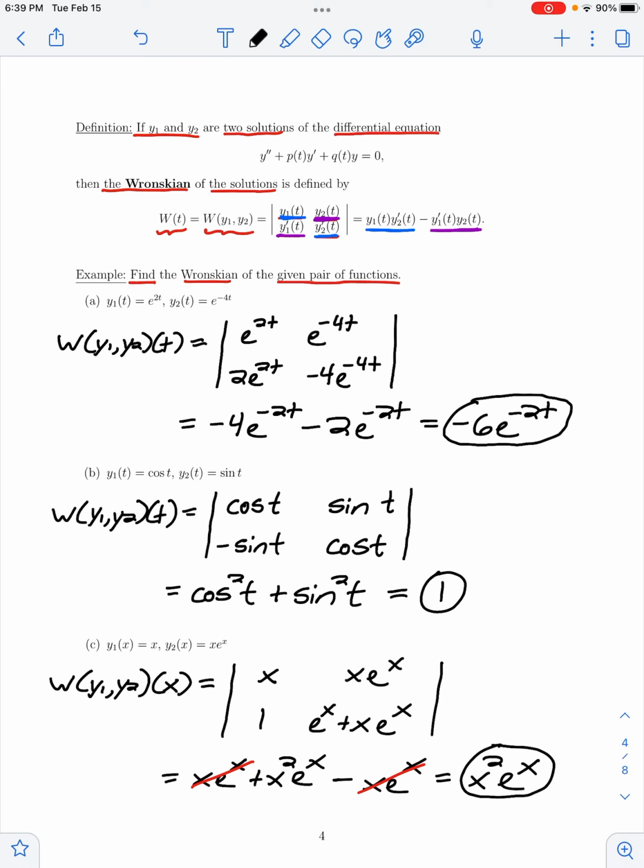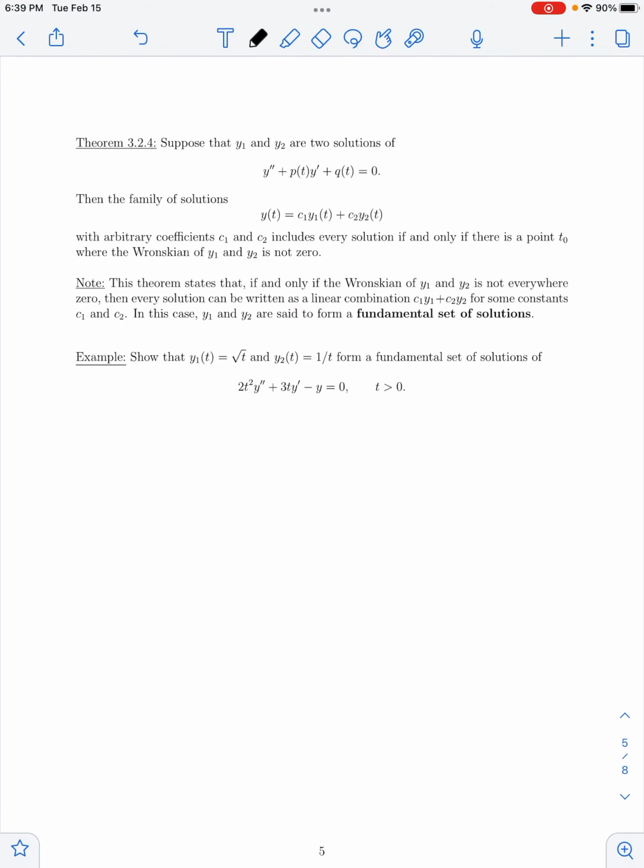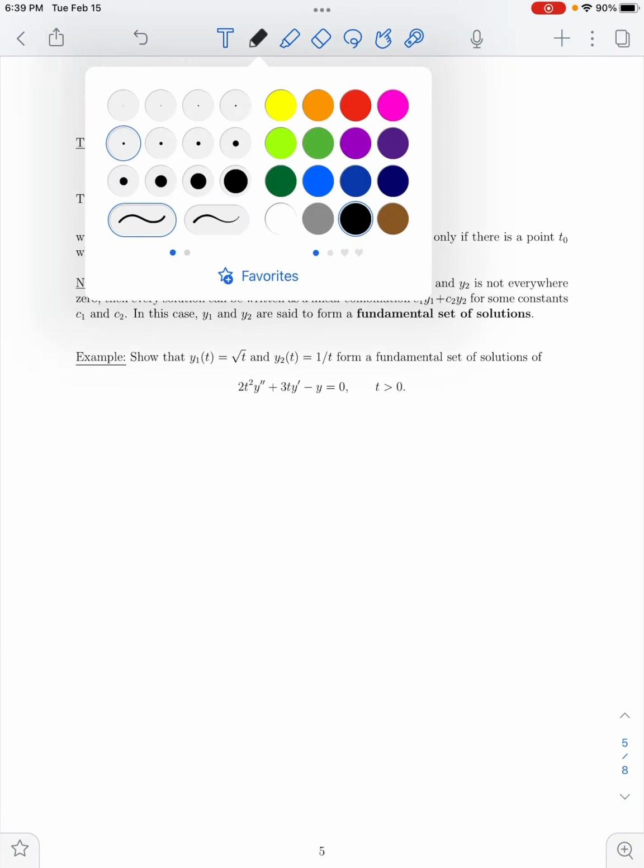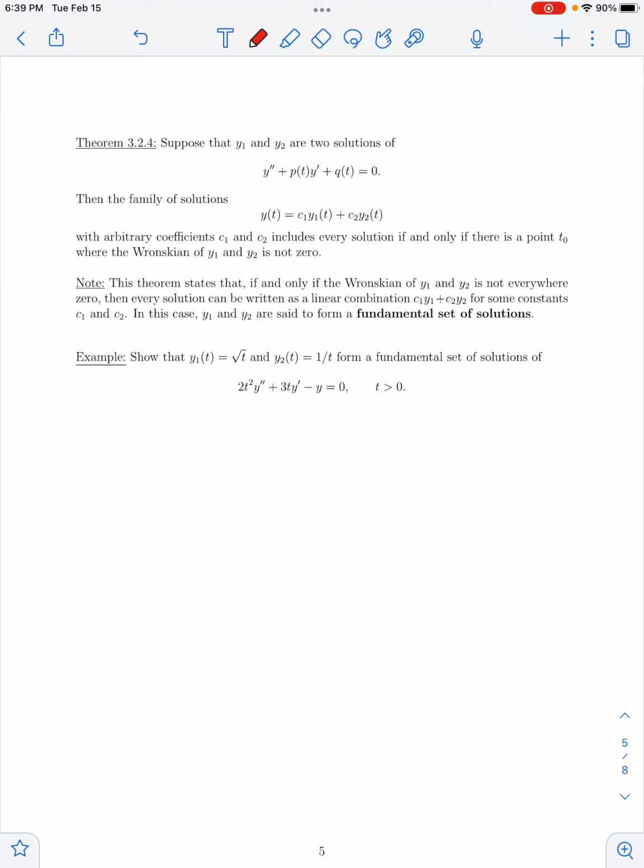So here we have defined our Wronskian for a set of two functions, and we've looked at some examples of calculating this Wronskian. So now let's see what this Wronskian tells us. Why is this Wronskian thing important for differential equations? So here we have another theorem. This is theorem 3.2.4 from your textbook, which says the following.